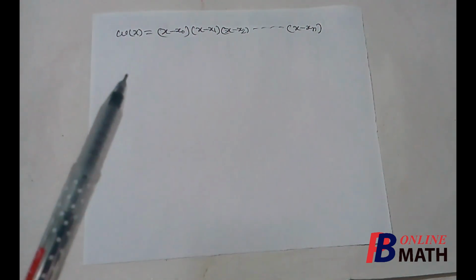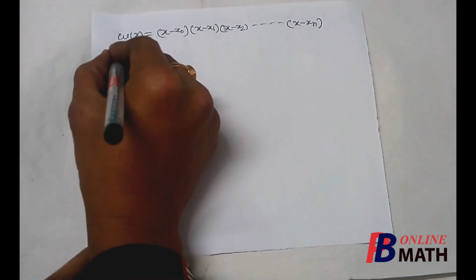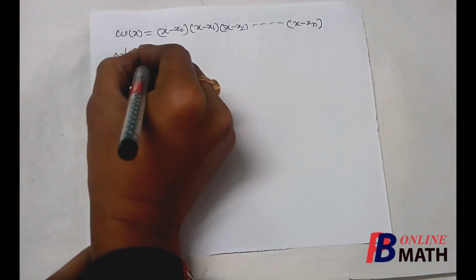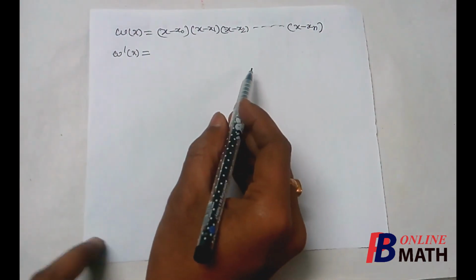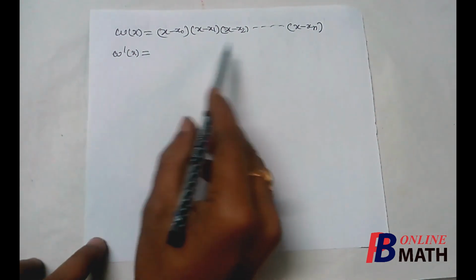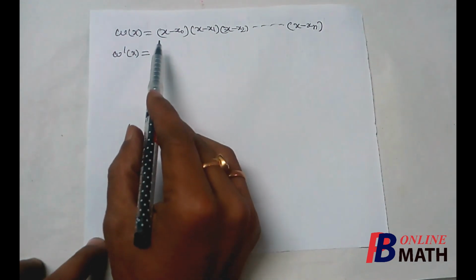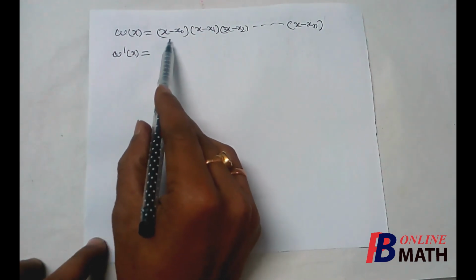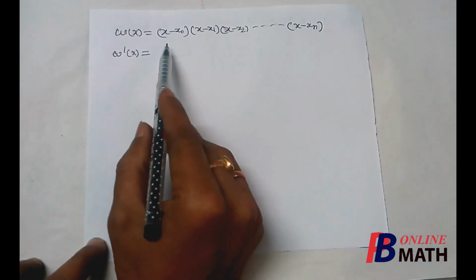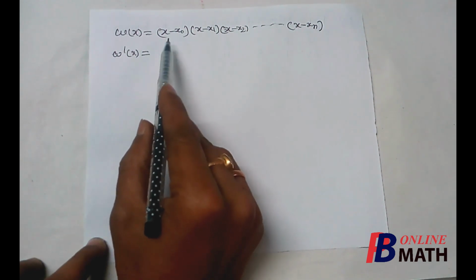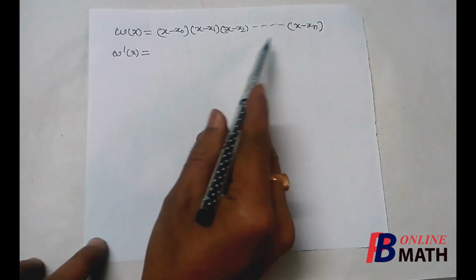Now suppose we are differentiating this function omega(x) with respect to x. So omega dash x, this is equal to, so this is a product of n plus 1 number of factors. So if we have to differentiate this function, then there will be exactly n plus 1 number of terms. First we assume that we are differentiating the first factor keeping all the remaining factors unchanged. So if we differentiate x minus x0 with respect to x, then we shall get 1, and we shall keep all the remaining factors unchanged.